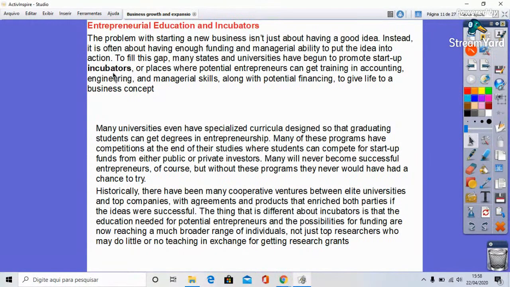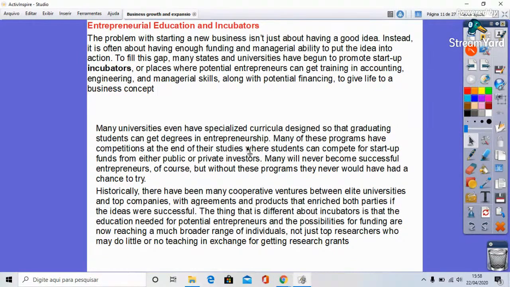What is this? These are places where potential entrepreneurs, people with great ideas, can get training in accounting, engineering, along with potential financing to give life to a business concept. So these people have funding, they have training, so they can give life to their ideas. Many incubators have specialized curricula designed so that graduating students can get degrees in entrepreneurship.